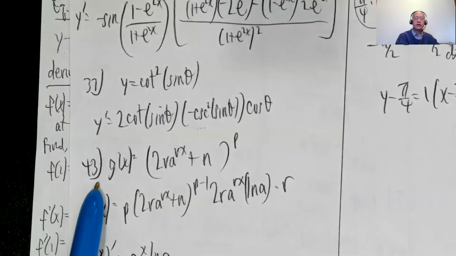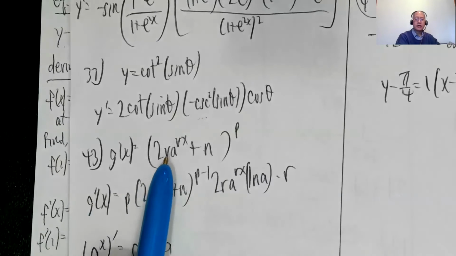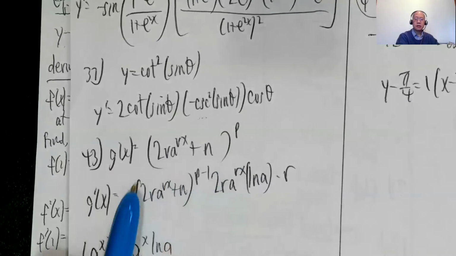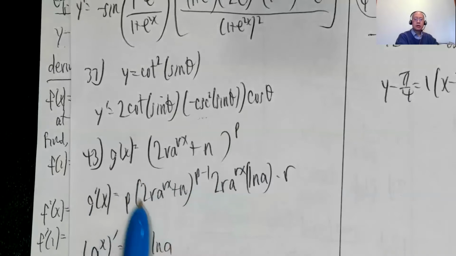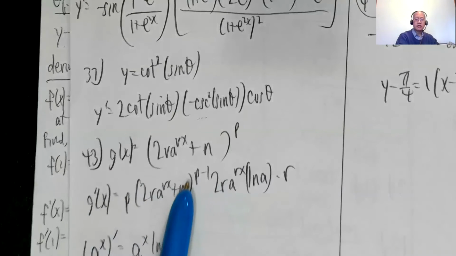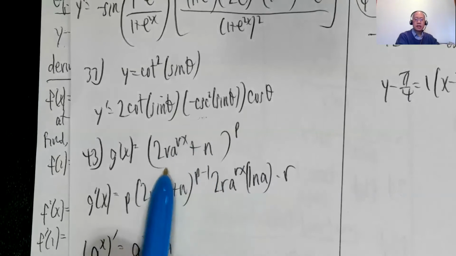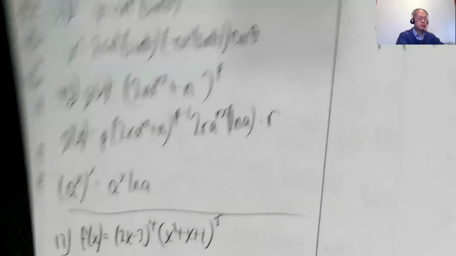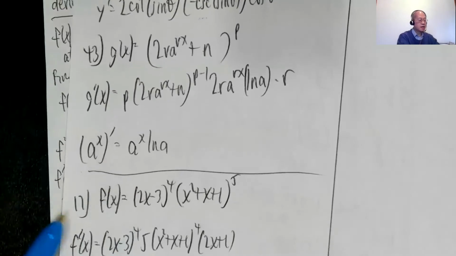Okay, 43, the only variable is x. R is a constant, A is a constant, P is a constant, N is a constant. So the derivative is P, 2RA to the RX plus N to the P minus 1 times the derivative of the inside, which is 2RA to the RX ln A times R. As a reminder, derivative of A to the X is A to the X ln A.